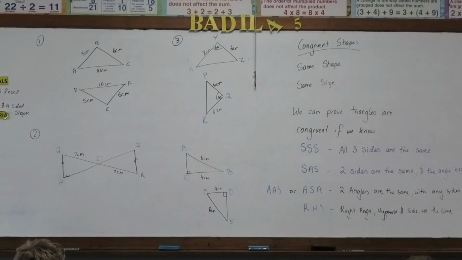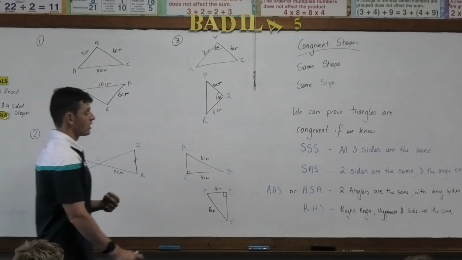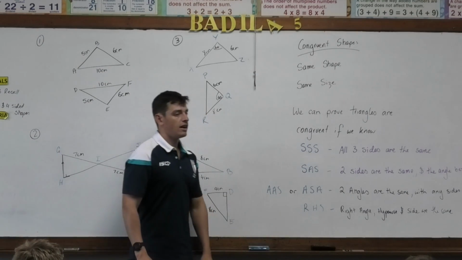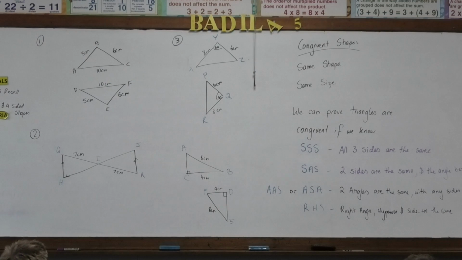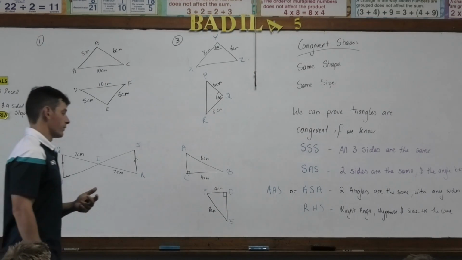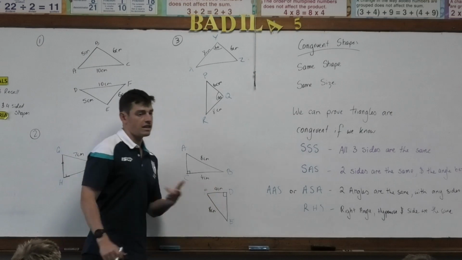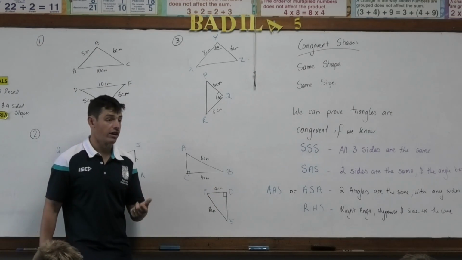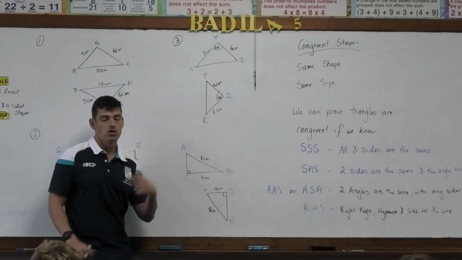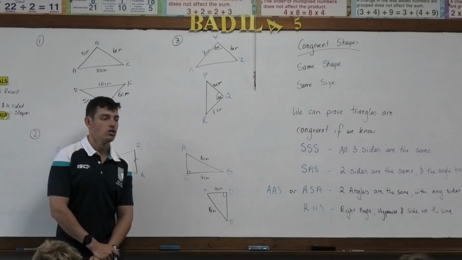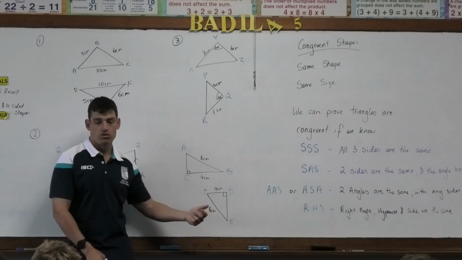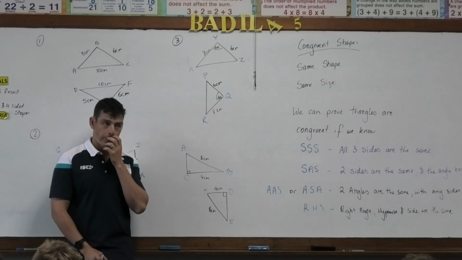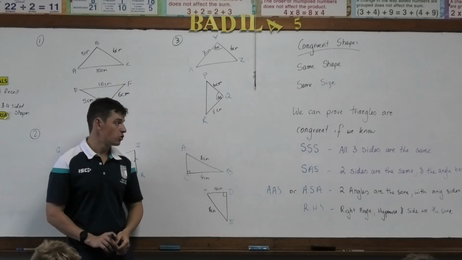Does that make sense? And the last one only applies for right angle triangles, and that is if I have a right angle, a hypotenuse, and any other side. In reality, if we have any 2 sides of a right angle triangle that are the same, provided they're not one hypotenuse and one not, we can get away with it because we can use Pythagoras to find our hypotenuse and go from there. Sweet? That's a lot of talking.